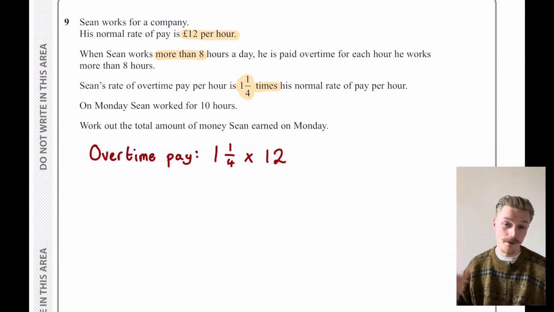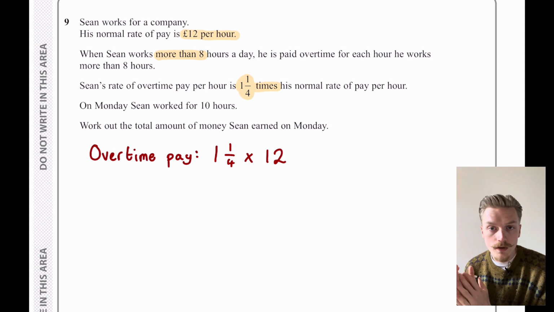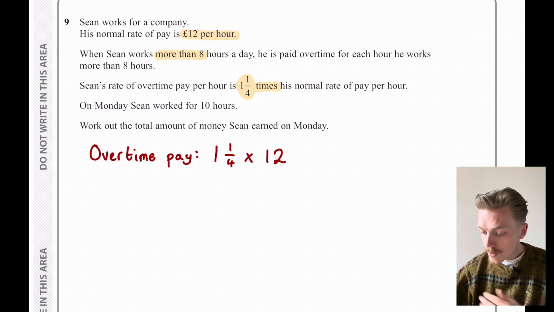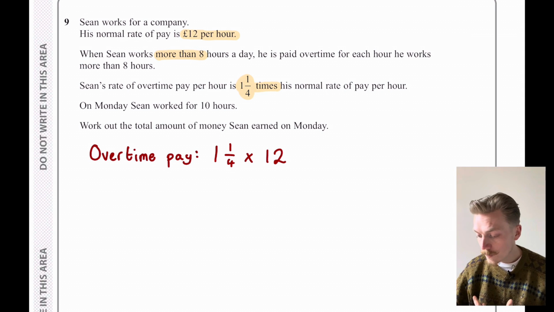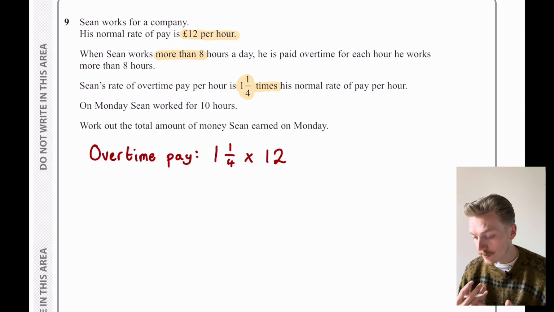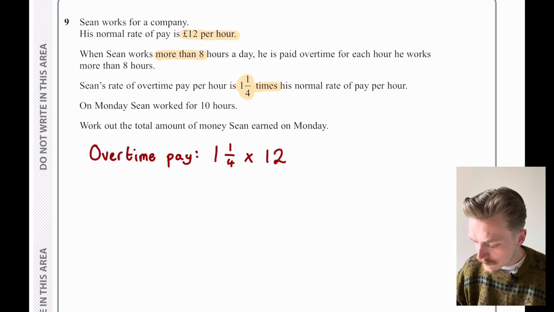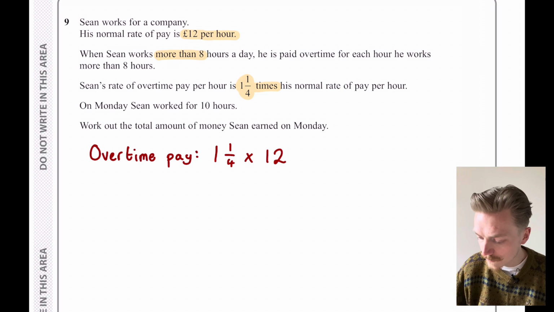1.25 times 12. There are so many ways of doing this. I could talk probably too long about the different methods of multiplying by a mixed number. We could change it to an improper fraction. We could change it to a decimal. We could increase it by 25%, that kind of thing. So for the sake of argument, let's just make it an improper fraction.